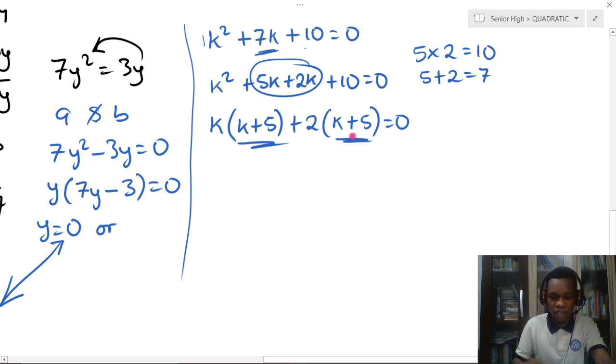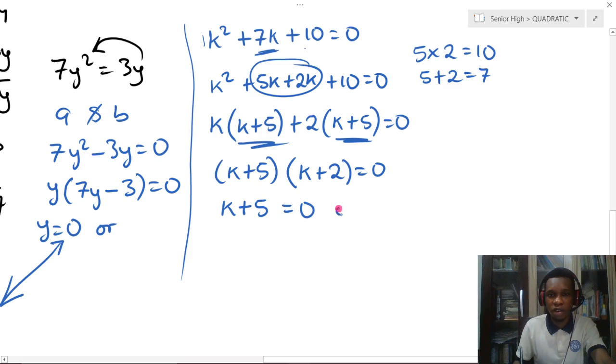Here must be alike with here. So what's the next part? You bring out one of the brackets, so that's k plus 5, and then we have the bracket k plus 2 is equal to 0. You now represent each one. So that's k plus 5 is equal to 0, or k plus 2 is equal to 0. So our k is equal to minus 5, or our k is equal to minus 2. And that's the end.